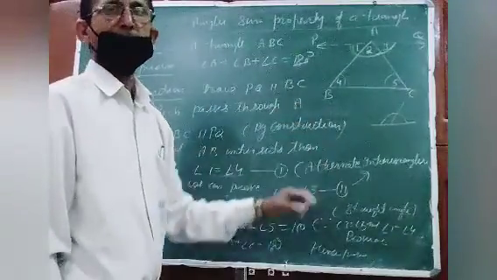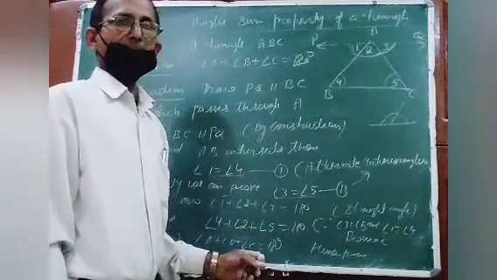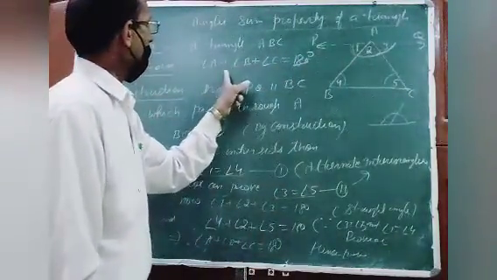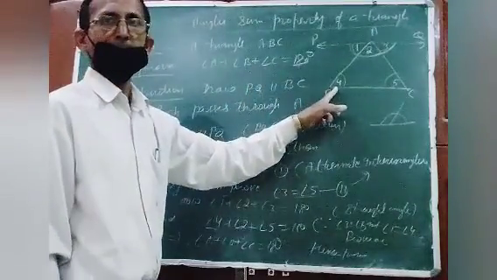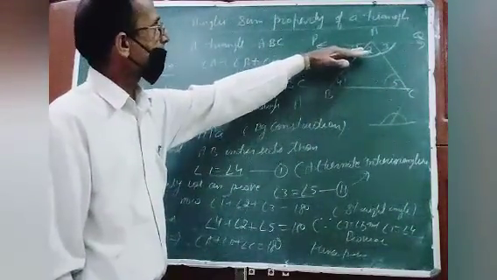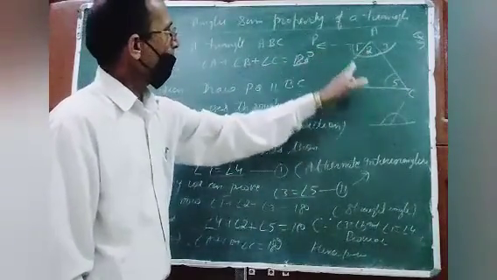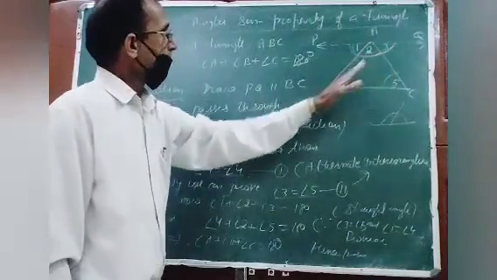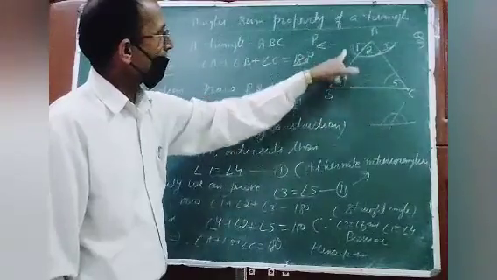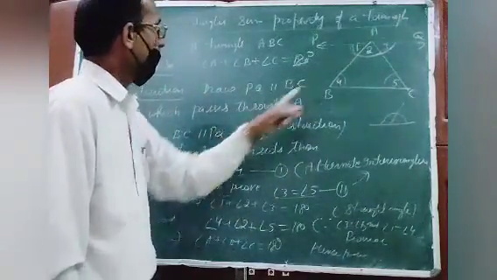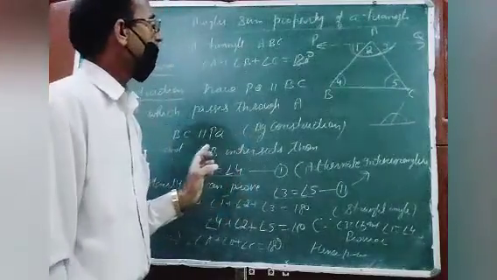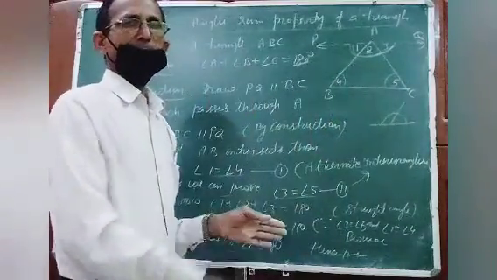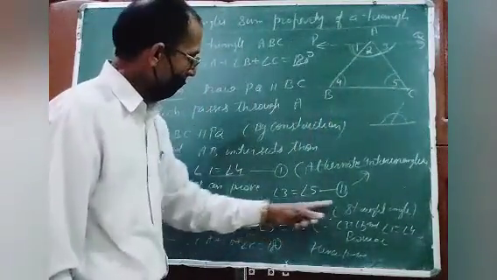Once again I am repeating. We have to prove the sum of the angles of a triangle is 180 degrees. So given a triangle ABC, we have to prove angle A plus angle B plus angle C is equal to 180 degrees. For this proof I need a construction. I constructed PQ parallel to BC which passes through A. Now two parallel lines are intersected by a transversal, so angle 1 is equal to angle 4 and angle 3 is equal to angle 5, alternate interior angles. Now angle 1 plus angle 2 plus angle 3, the measure of all these 3 angles is 180 degrees. So this is a straight angle.